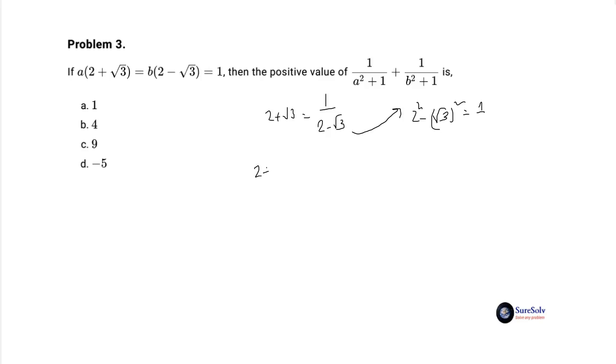With this result it follows 2 plus root 3 plus 1 by (2 plus root 3) equal to 2 minus root 3 plus 1 by (2 minus root 3) equal to 2 plus root 3 plus 2 minus root 3 equal to 4.